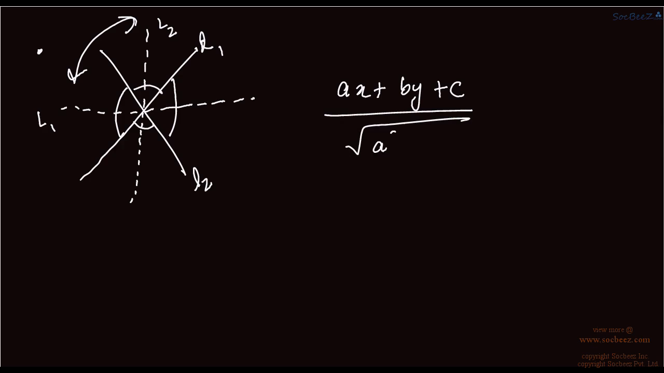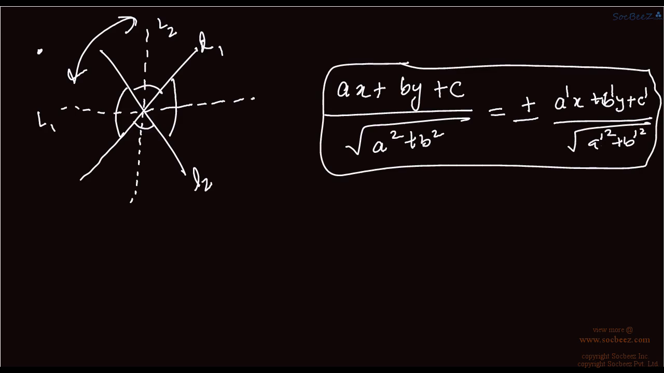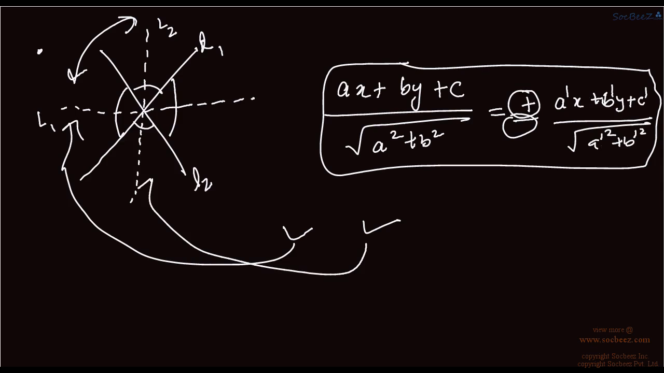I am telling you (ax + by + c) upon root of (a square plus b square) is equal to plus minus (a'x + b'y + c') upon root of (a' square plus b' square). There is no 1 here. Okay, so a' square plus b' square. One will be plus and one will be minus. So you'll get two values and you will hence get two bisectors. One is this and one is this. Fine. So you will get two bisectors from this plus and minus conditions.